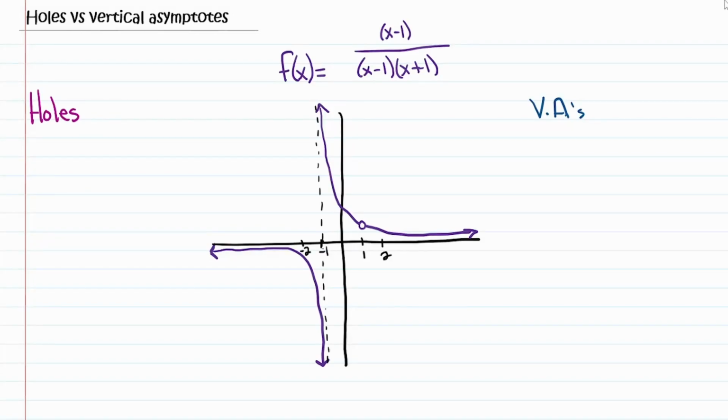Guys, in this video, we're going to be talking about the difference between holes and vertical asymptotes. So we're going to do this by looking at this graph as an example. So we have f of x equals (x minus 1) over (x minus 1) times (x plus 1).